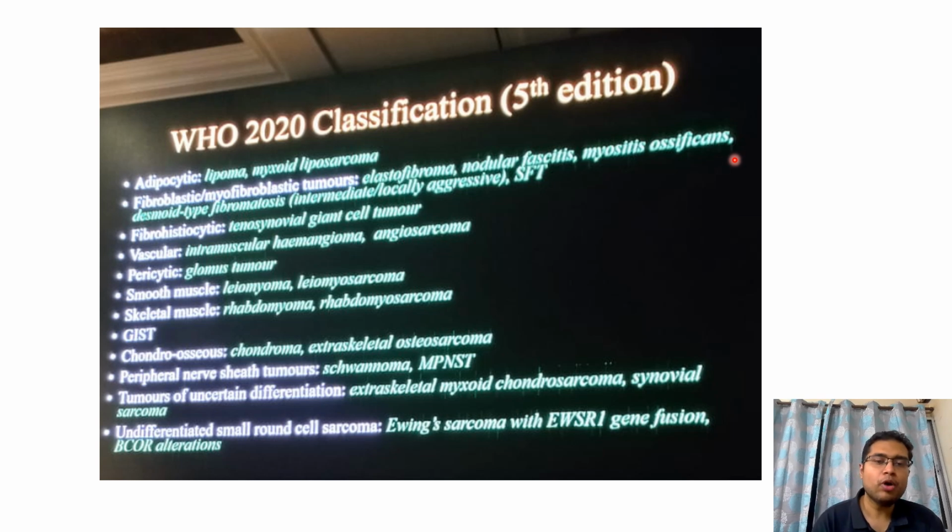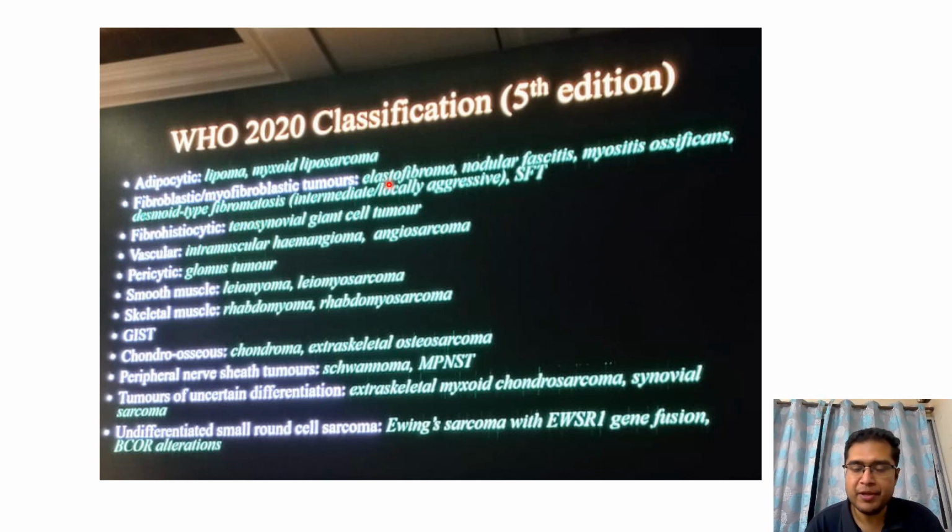Coming to another important topic of discussion, that is soft tissue sarcomas or soft tissue tumors in general. Soft tissue tumors have been given the WHO 2020 classification, 5th edition. They have been classified into adipocytic tumors, which include lipoma and myxoid liposarcoma; fibroblastic or myofibroblastic tumors, which include elastofibroma, nodular fasciitis, myositis ossificans, desmoid type fibromatosis; fibrohistiocytic tumors, which include tenosynovial giant cell tumor.